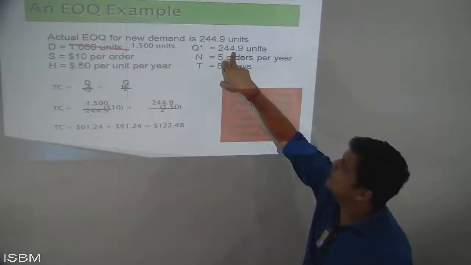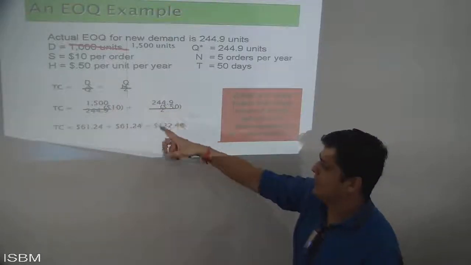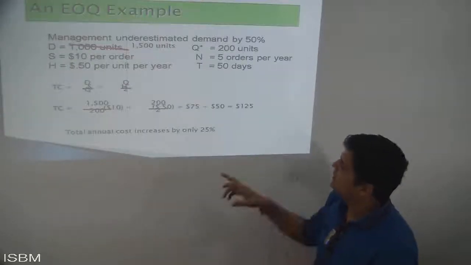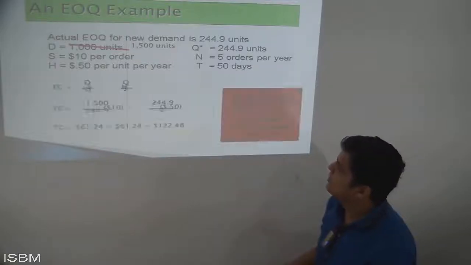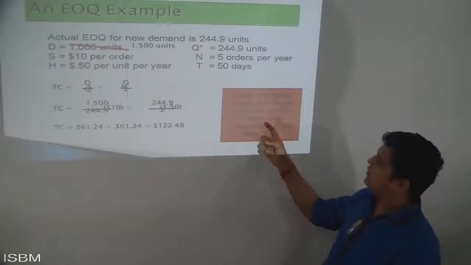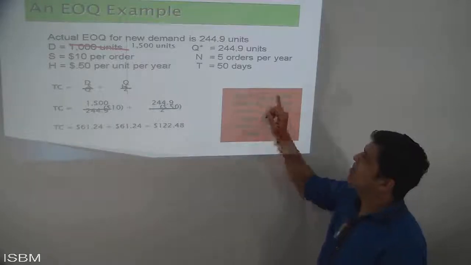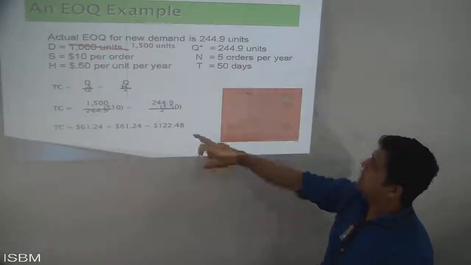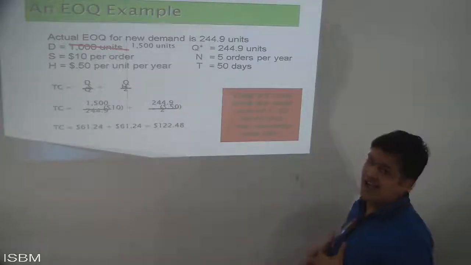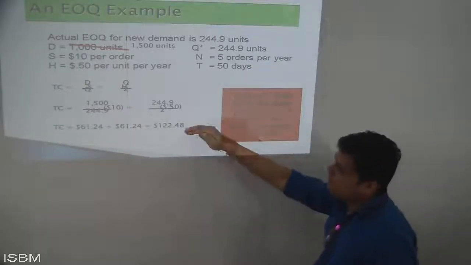When the Q becomes 244.9, we again calculate the total cost, putting the 244.9, and we will get only 122.48. And previously we were getting 125. So how much less? Almost 2% less than the total cost of $125 when the reorder quantity was 200. When the reorder quantity was 200, it is 125. When the reorder quantity was 244.9, the cost became 122.48.